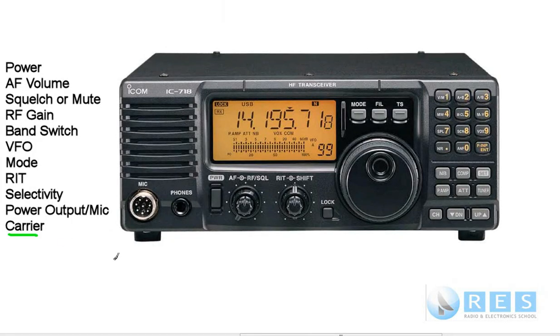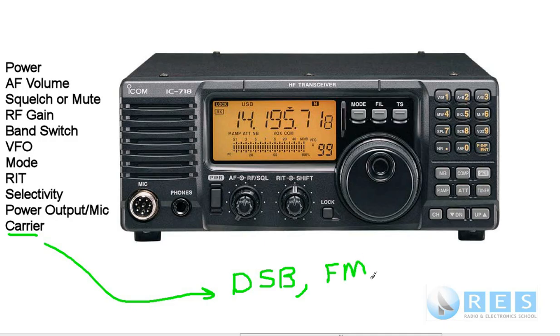The carrier control. The carrier control is only used on modes that have a carrier. And those modes are double sideband, that is what most people refer to as AM, FM, and CW. Those modes have a full carrier. Single sideband has a suppressed carrier.